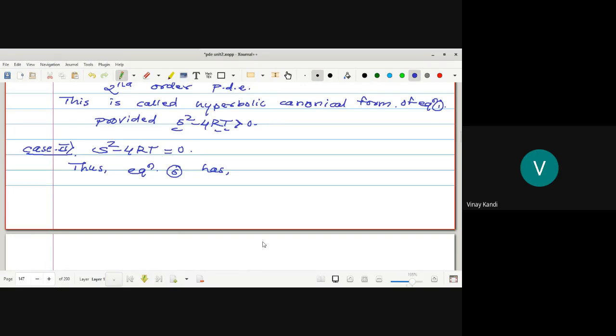if s square minus 4rt, if b square minus 4ac is equal to 0, for a quadratic equation ax square plus bx plus c is equal to 0, if b square minus 4ac is equal to 0, then what is the nature of that roots?